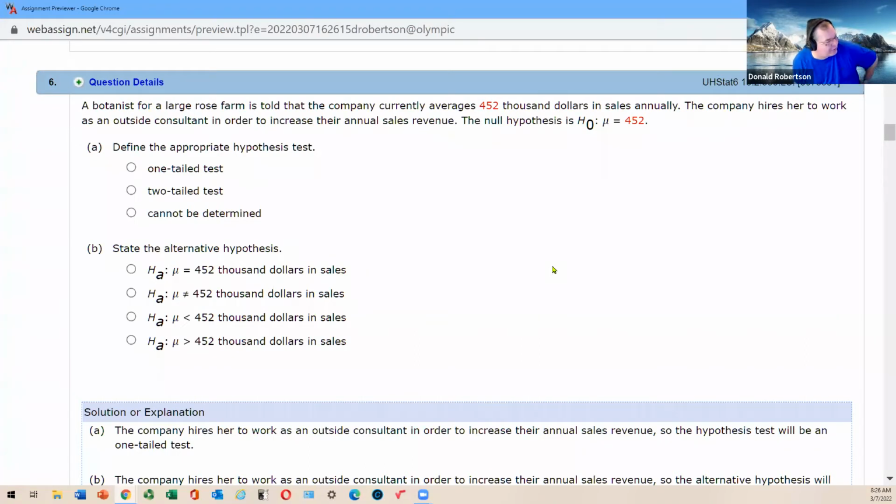So they hired this consultant and she's going to improve their sales. So which one of them do you think is the alternate hypothesis, the thing that you want to prove to be true? Equal to that, not equal to that, less than that, greater than that. There's your choices. Greater than 452. Right, so hopefully you can't remember, that's the one they were pointing at. Now, is this a one or two-tailed test, or you cannot tell? One. Pretty easy to tell. Great.